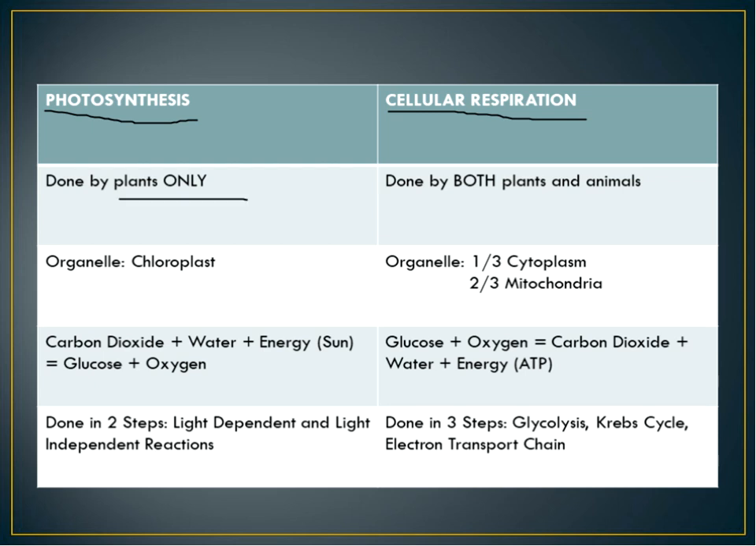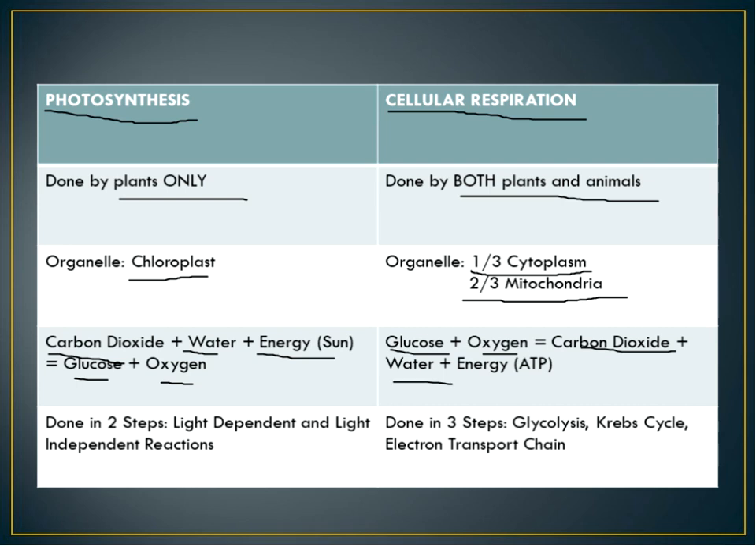So with photosynthesis, remember, plants only. This is both plants and animals. Photosynthesis, the organelle is the chloroplast. The organelle for cellular respiration is partly the cytoplasm, mostly the mitochondria. And look, carbon dioxide, water, energy goes in, glucose, oxygen out. Here, it's backwards, glucose, oxygen in, carbon dioxide, water, and energy in the form of ATP go out.